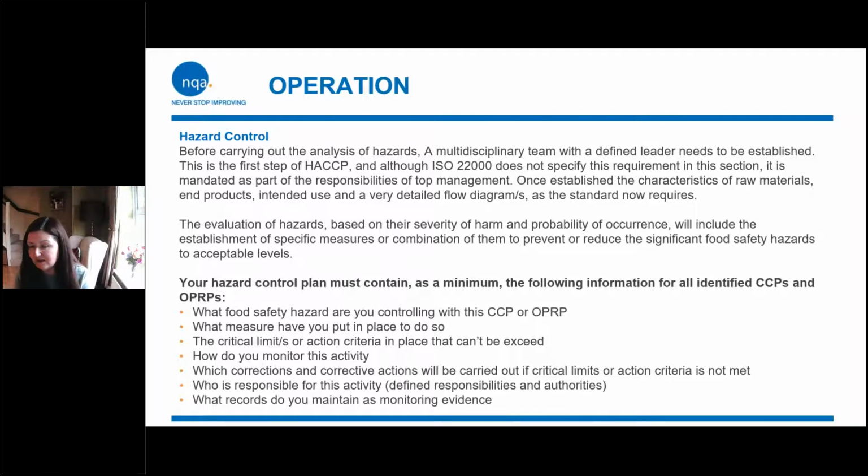So should there be a product recall, then can we trace the products? So looking at our hazards now, particularly in the operations section, our PRPs will already have been established. We can now look at all of our hazards and put them through a decision tree. But before we do that, we need a multidisciplinary team with a leader who are competent to looking at the hazards of the business.